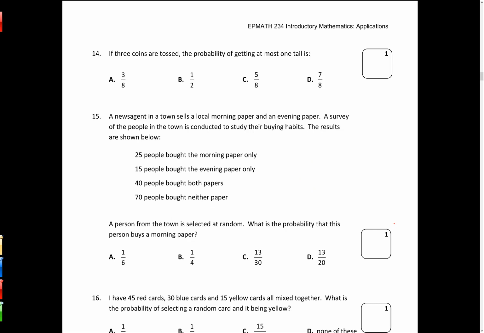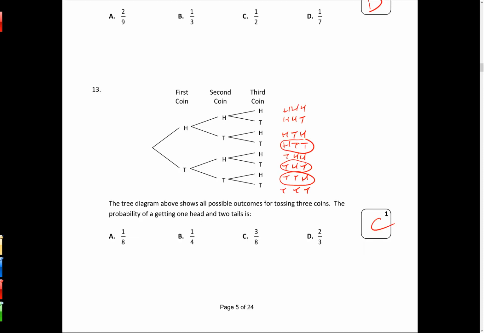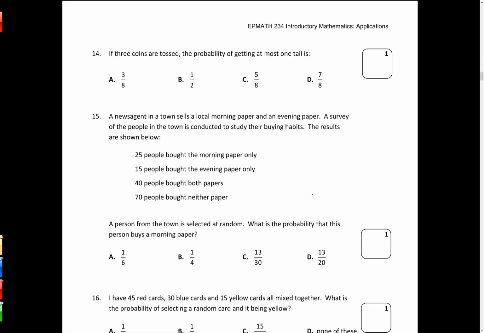If 3 coins are tossed, so we can use the previous diagram, the probability of getting at most 1 tail. Okay, at most 1 tail. Just think, at most 1 tail means you can get a tail, but no more. So no tails is fine, 1 tail is fine, but don't venture into 2 or 3 tails. So no tails would be head, head, head. 1 tail is here, 1 tail is here, 1 tail is here. The rest all have 2 tails or 3 tails. 4 out of 8. That's a half.